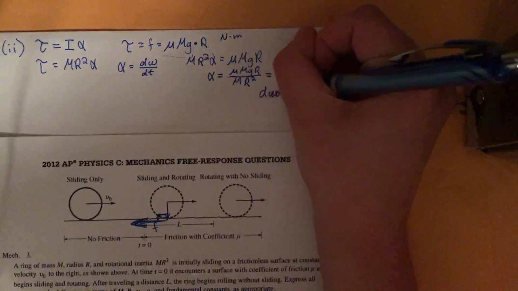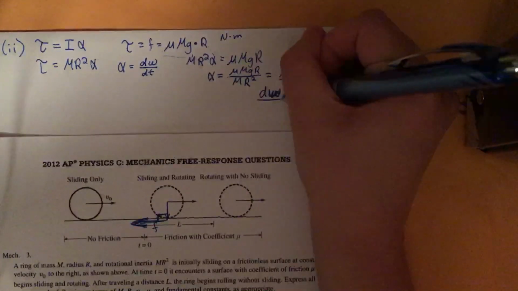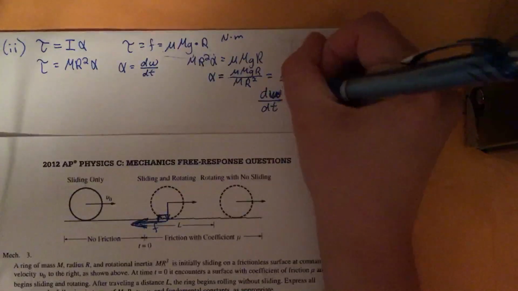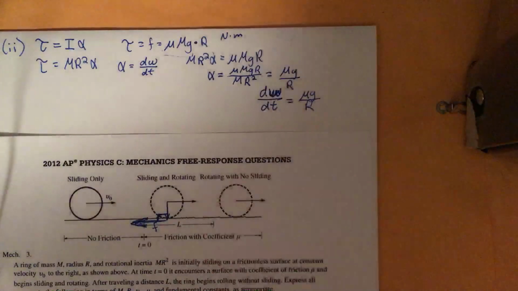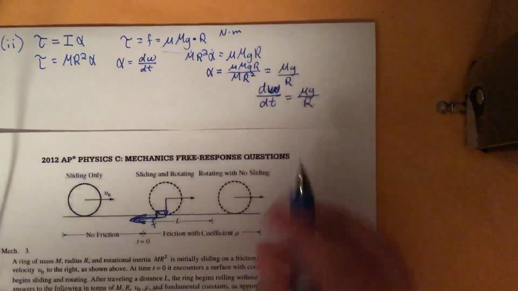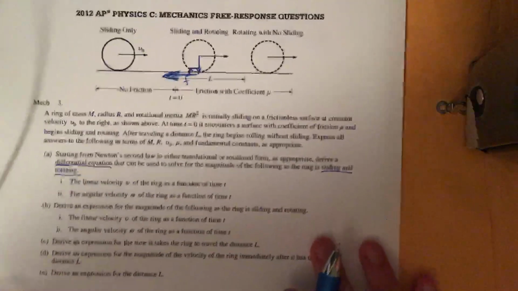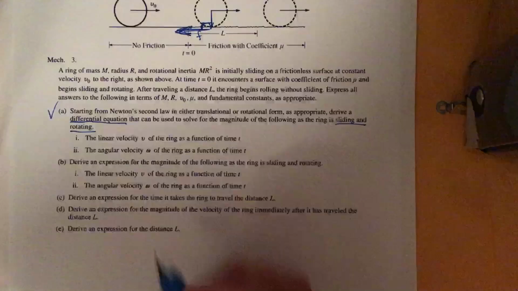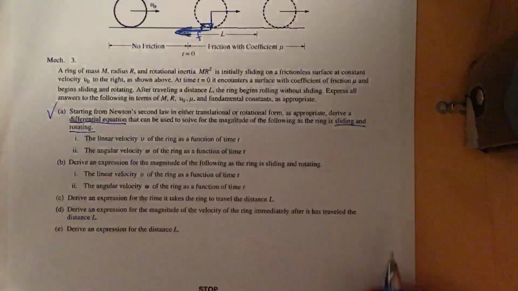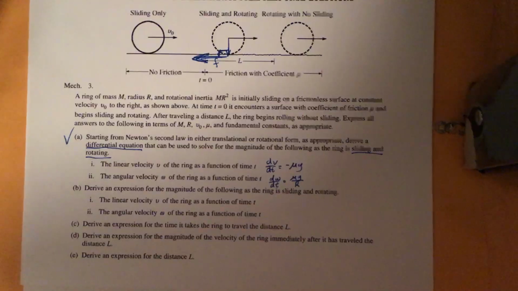Oh, I am so sorry about my handwriting. d omega dt is equal to mu g over r. And that is our second differential equation. Hey, so we're done with part A. Just a few more parts to go. Four more parts to go.